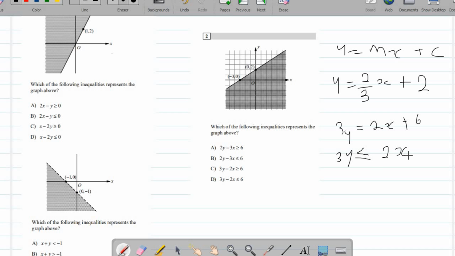We could rearrange this. Okay, let's just rearrange it. 3y minus 2x is less than or equal to 6. So which of them matches that? 3y minus 2x less than or equal to 6. So that's D. Nothing else matches that. Okay, so let's look at the next one, number 3.